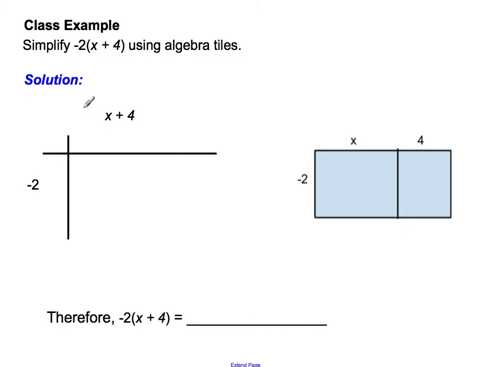So I have 2 negatives, so I'm going to just stay black here. And I'm going to try and draw this to the best of my ability, because you guys had to draw. So I have 2 negatives, so I have 2 black ones. I have 1 X tile, and then I have 4 unit tiles.